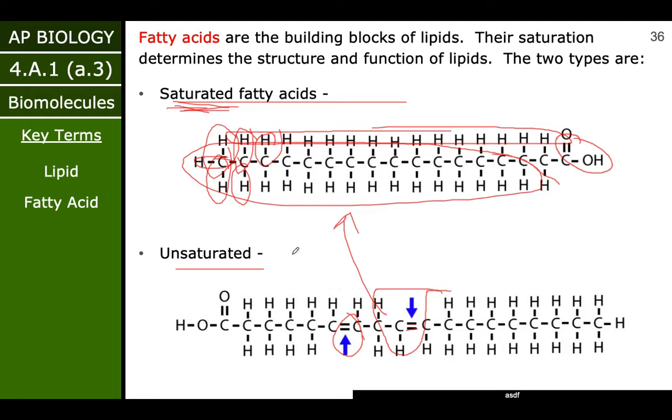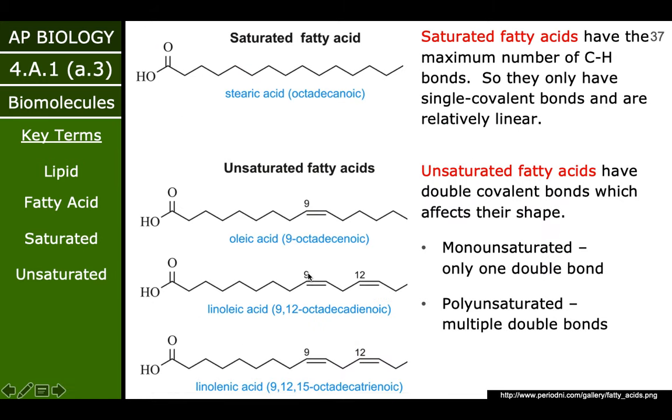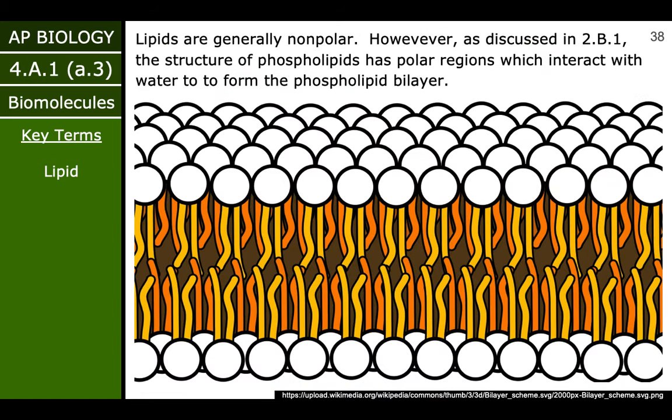Okay, so we call that unsaturated. And that's going to affect what your lipid actually looks like. So saturated fatty acids, you've heard of saturated fats. They're going to be really, really thick, right? So like butter is very high in saturated fat. Whereas unsaturated fats are going to be more fluid, like olive oil, for instance. Okay? I don't want you to memorize any specific saturated or unsaturated fats.